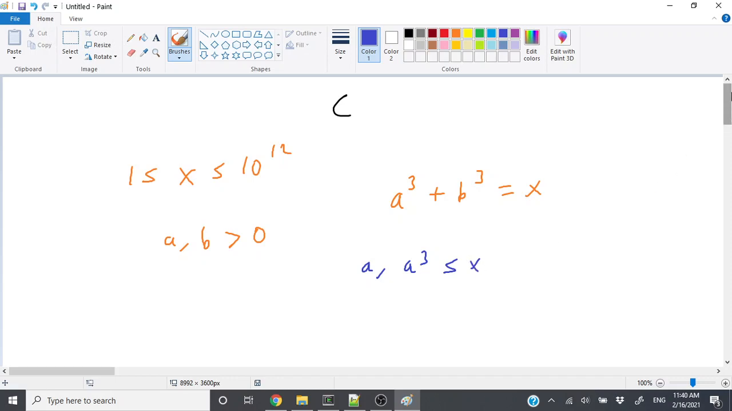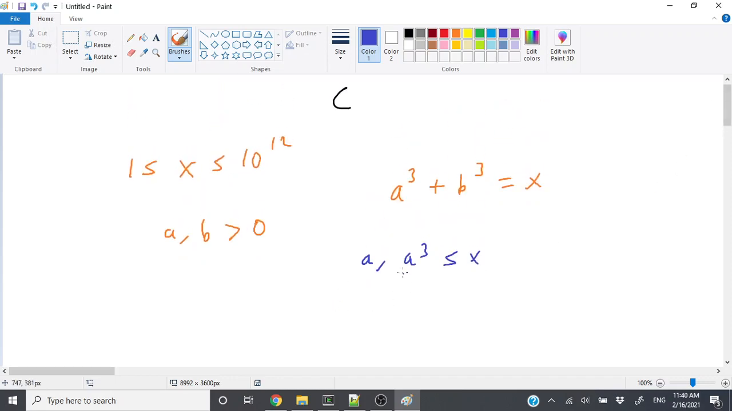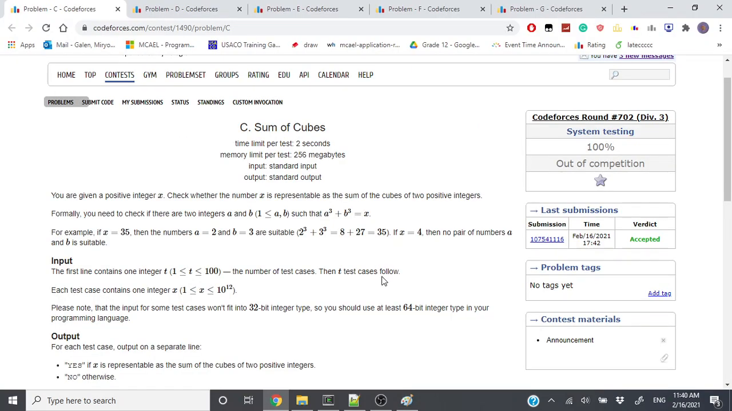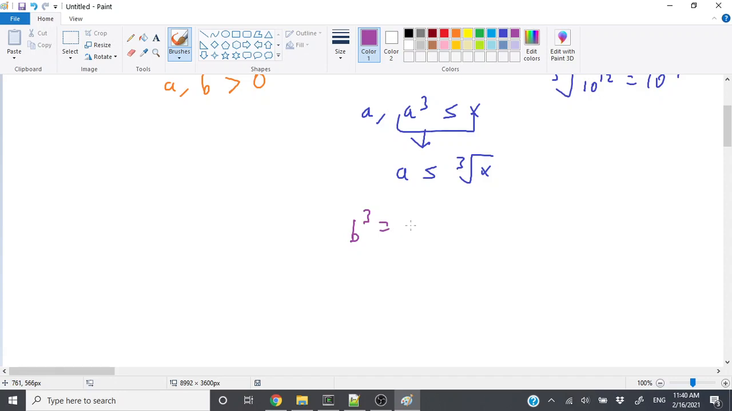And how many possible a are there here? Well, this constraint is equivalent to a being less than or equal to the cube root of x. And the cube root of 10 to the 12th is 10 to the 4th. So really we only have to iterate a up to 10 to the 4th. So with a fixed a, now we want to find some b such that b cubed is equal to x minus a cubed. Note that this whole thing is constant now because we fixed a.